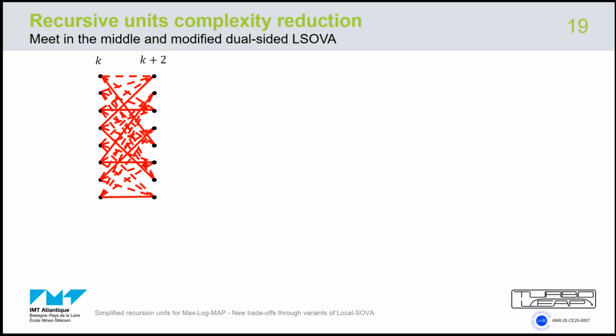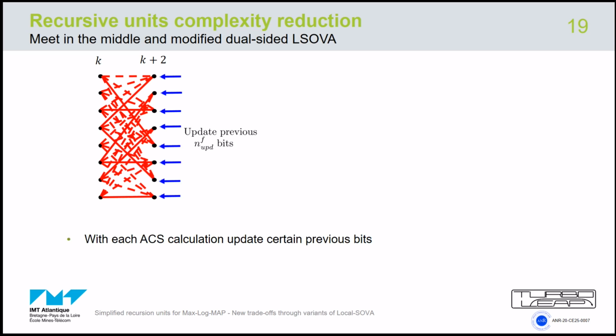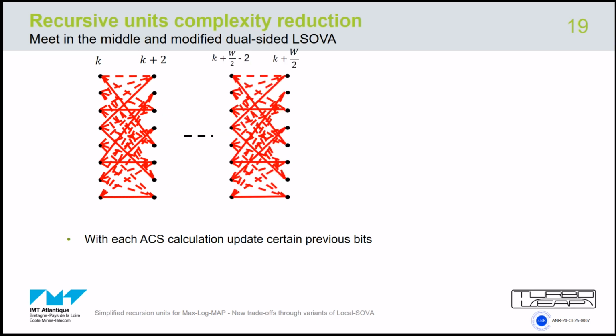Note that we explicitly show here only the case of the forward recursion in this explanation, but the same applies for the backward recursion. When calculating the forward recursion at position k plus 2 from position k, an identified number of previous bits, here defined as nf, is updated respecting the local-SOVA update rules when doing the corresponding merges. These forward calculations and updates are applied until arriving at the middle point of the subtrellis. At this point, the values of beta are obtained in the same manner and the bits at the right side of the subtrellis are also updated.